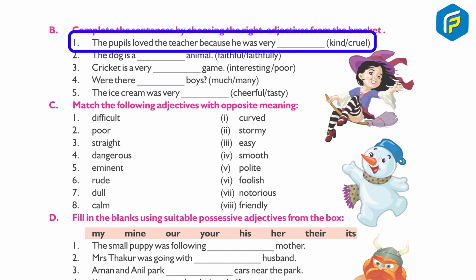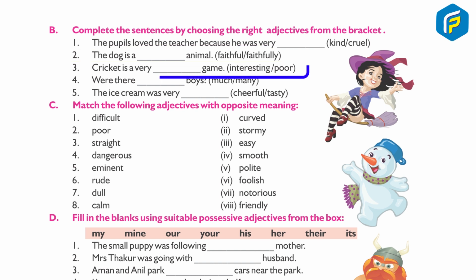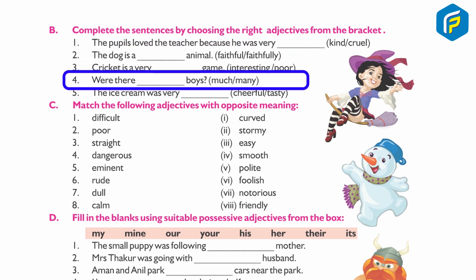B. Complete the sentences by choosing the right adjective from the bracket. 1. The pupils love the teacher because he was very kind. 2. The dog is a faithful animal. 3. Cricket is a very interesting game. 4. Were there many boys? 5. The ice cream was very tasty.